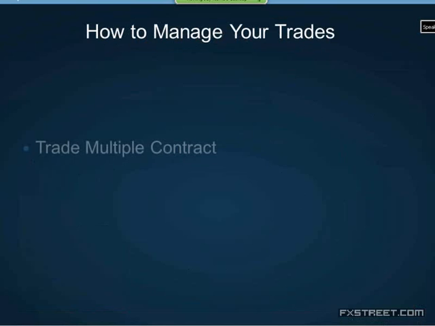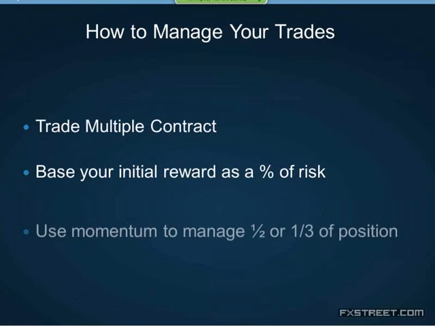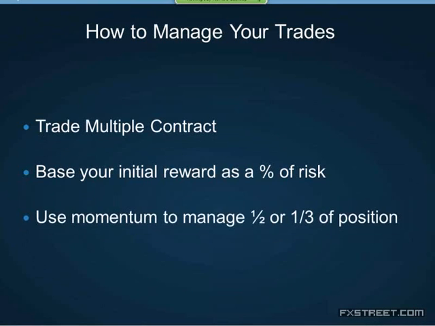How to manage the trade, very important. Always base your initial reward as a percentage of risk. Most people think they're going to get this 3-to-1 or 4-to-1. They're going to risk $100 to make $400. A professional risks $100 to make $140, $150, and he knows what his slippage and his commission is.